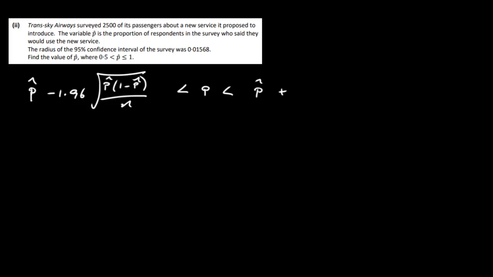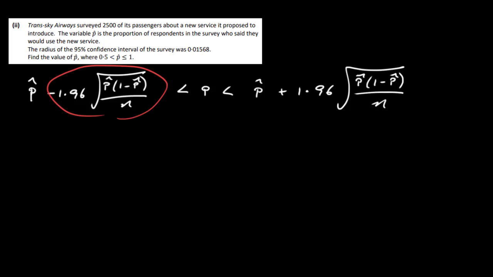Okay, so just remember that our population proportion is going to lie somewhere between p hat minus 1.96 times the square root of p hat times 1 minus p hat over n, and p hat plus 1.96 times the square root of p hat times 1 minus p hat over n. Now the radius that we're talking about up here is really just this here. So that's what we're going to use, and that's going to be equal to 0.01568.